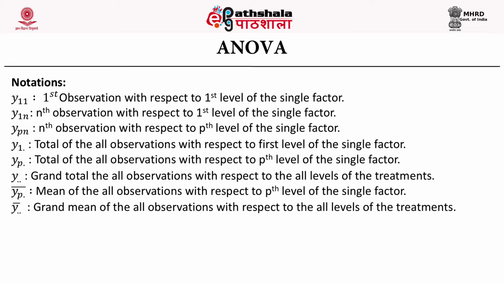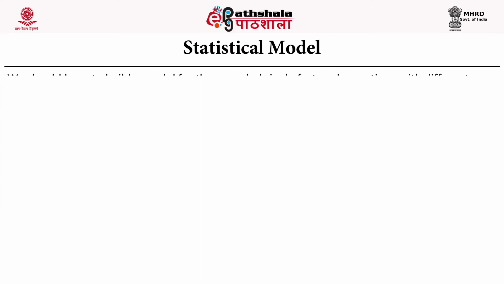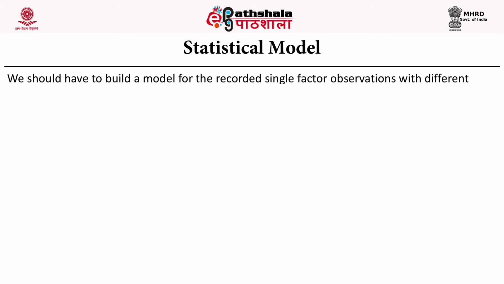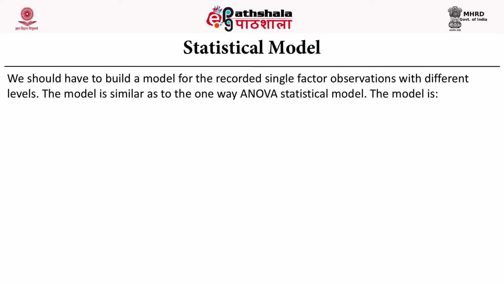Now, what is a statistical model? For that we have to understand the terms: what are parameters and what is the error term. So we have to build a model for the recorded single factor observations with different levels. The model is similar to the one-way ANOVA statistical model.